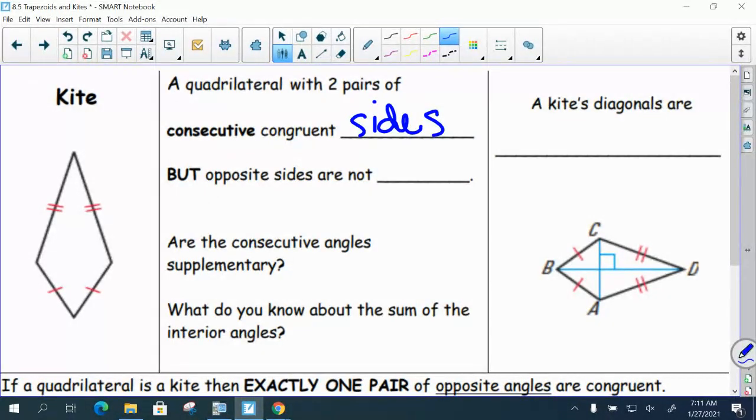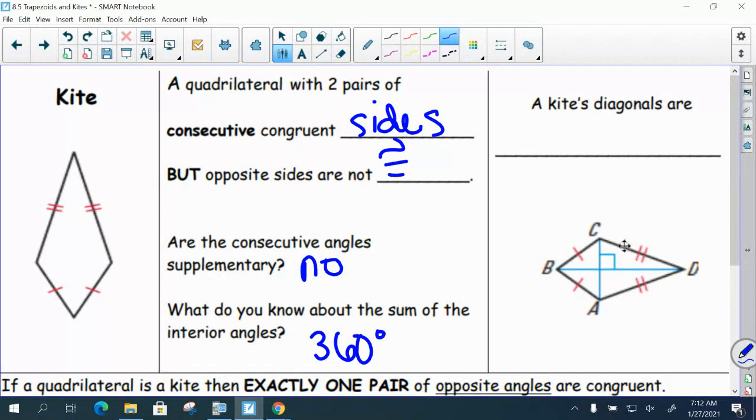But what really makes it a kite and not a rhombus or a square is that opposite sides are not congruent. So this side is not supposed to be congruent with that side, and vice versa. All right, so let's think about this. Are the consecutive angles supplementary? So would this be supplementary with that one? Not necessarily. We're going to say no for that one, and we'll look at why. What do you know about the sum of the interior angles? It's still going to be 360 degrees.